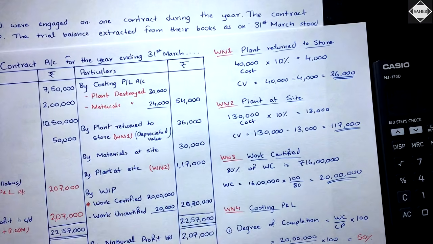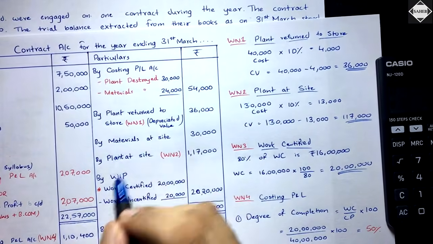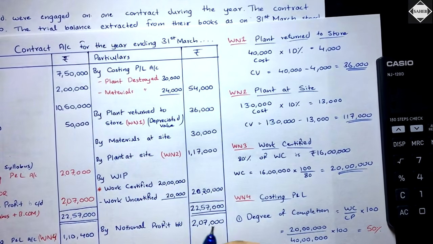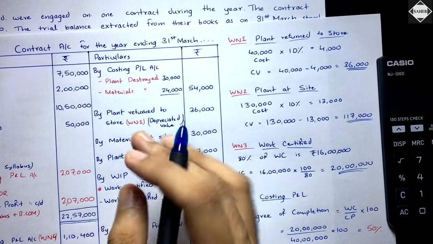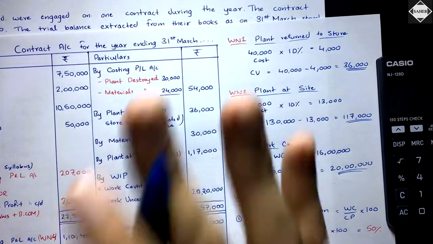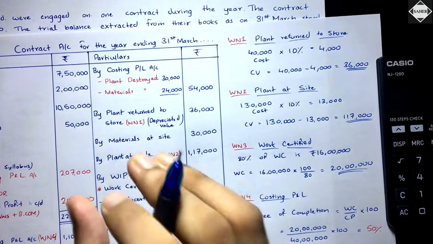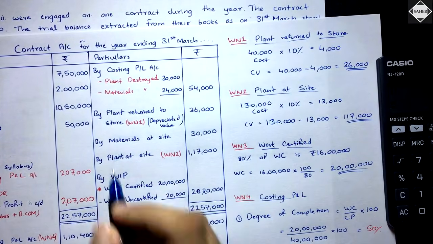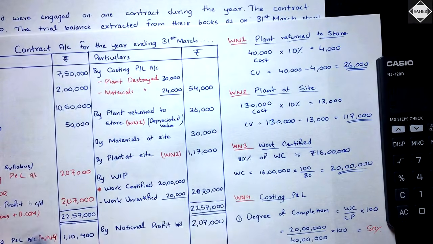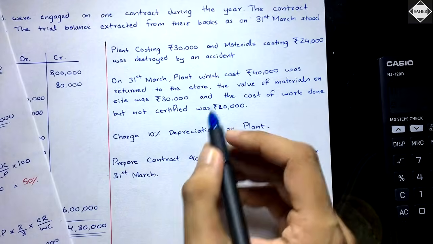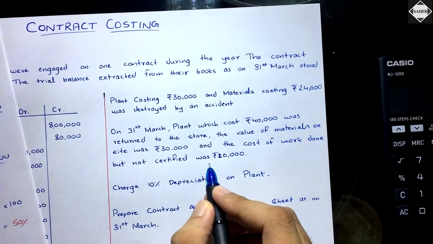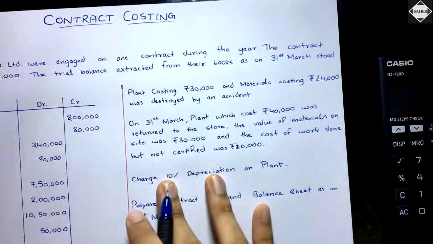What does materials at site mean? It is the closing stock of the materials. So that's why you have to take it over here. It's not being returned to the store, it is at the site only, but still it's a closing stock, so you have to take it on the credit side. Is that clear? So materials at site, 30,000. Fine. And the cost of the work done but not certified, I will see that later.